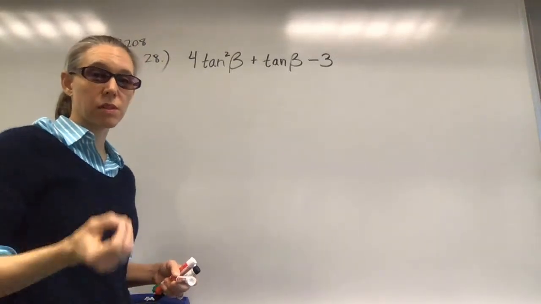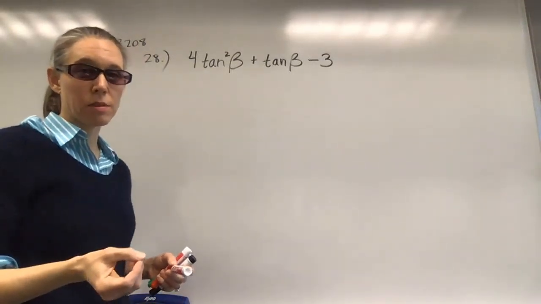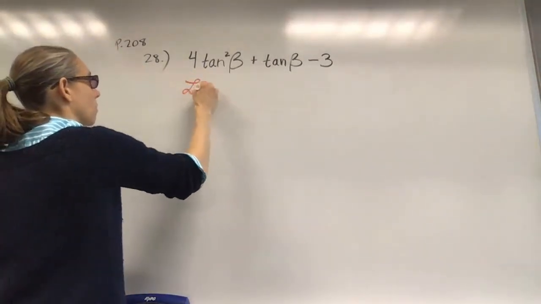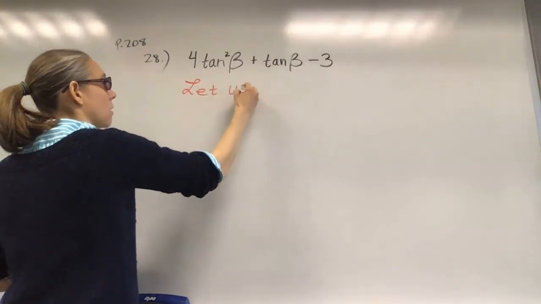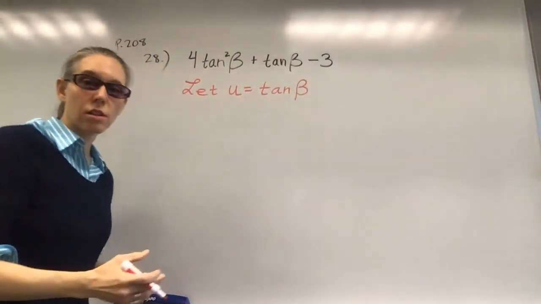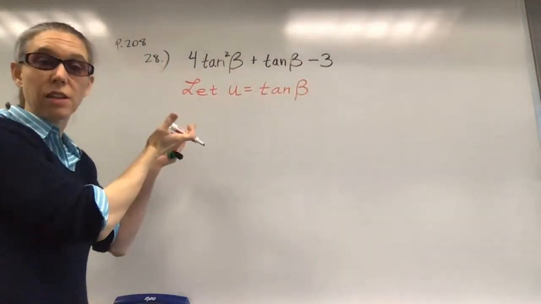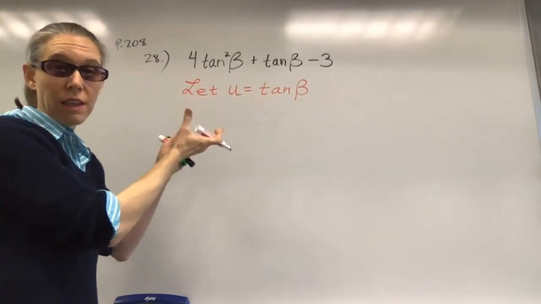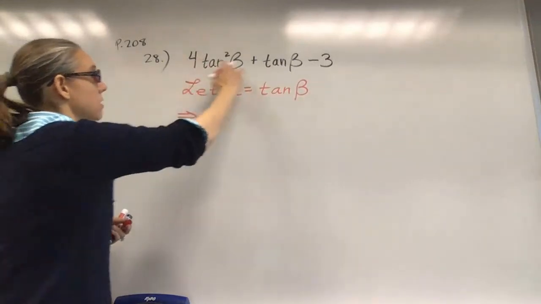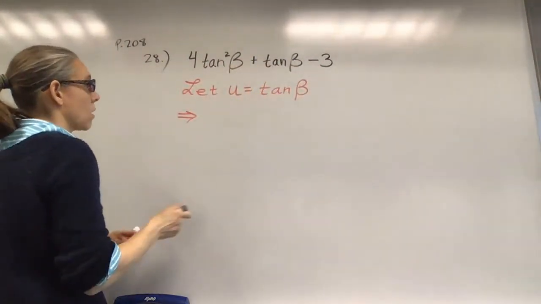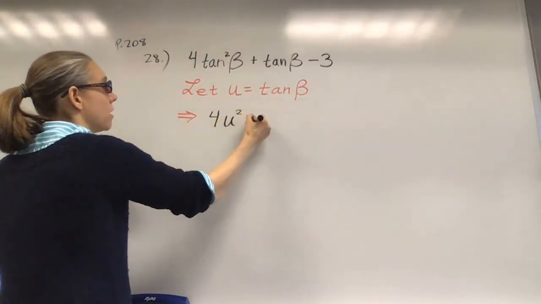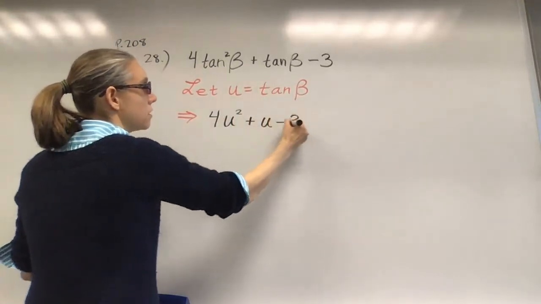So I want to replace tangent of beta with something really simple, like the letter U. I'm introducing U as a new variable, so I'm explaining what it's equal to. Let U equal tangent of beta. What does that imply? Well, then that implies that what this is equal to is 4u squared plus u minus 3.